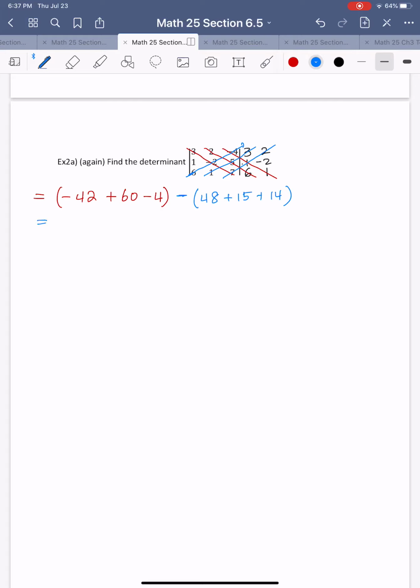So I got 14 minus 48 plus 15 plus 14, which is 77. And I have a -63. Isn't it a lot easier? So I don't know. If you like it, you can use it. This will always work for this problem. Okay? Alright. Thank you for listening.